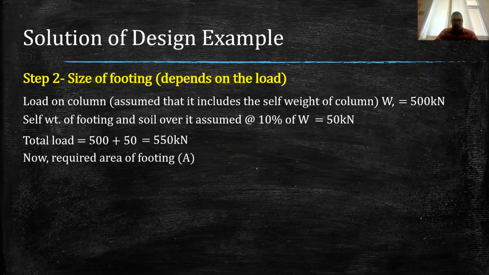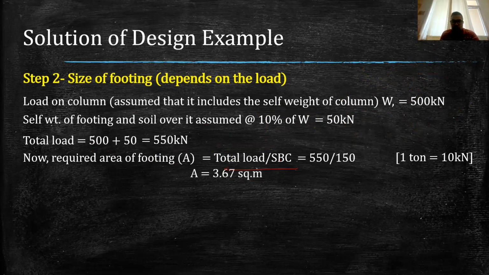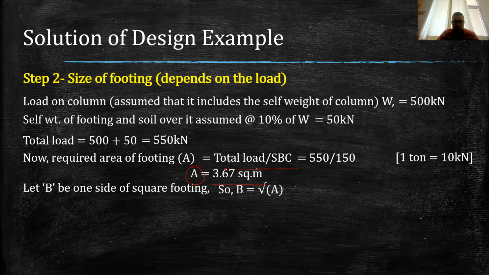Now we can find out the required area of footing by using this relation, total load divided by SBC. Putting the value, we get the area of footing as 3.67 square meter. So now we are able to find out the area of footing. We can find out the sides of the footing also. So we have a square footing. So the side of the footing B is equal to under root A, because we know that the area of a square is B square. So B is under root A. Calculating this, we have the side of the footing as 1.915 meter.